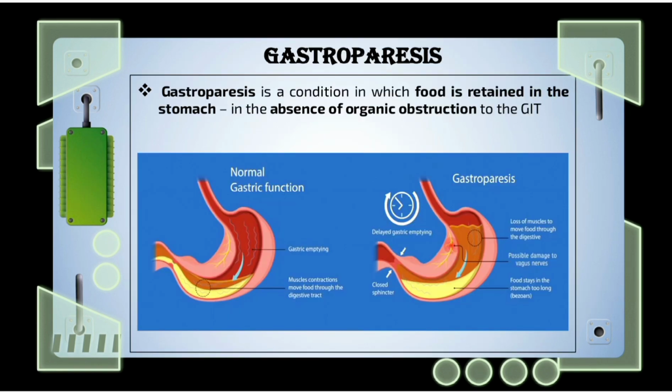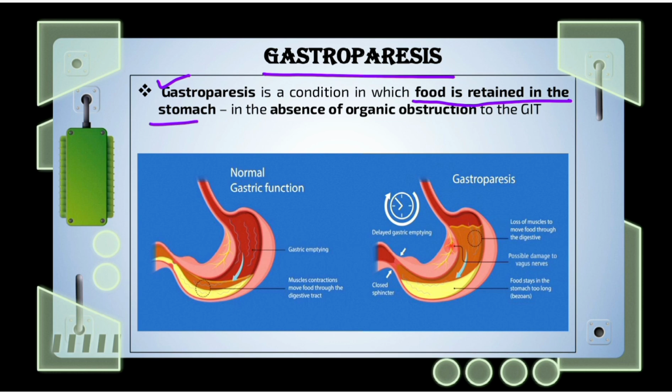Now discussing gastroparesis. Gastroparesis is a condition when food is retained in the stomach, or there is delayed gastric emptying, and this happens without the presence of any organic obstruction in the GIT. As in these pictures we can see, in normal condition gastric emptying takes place because of the contraction of the muscles present in the stomach, and due to this muscle contraction the food passes through the digestive tract. However, in gastroparesis there is a complex pathology which causes retention of food items in the stomach.